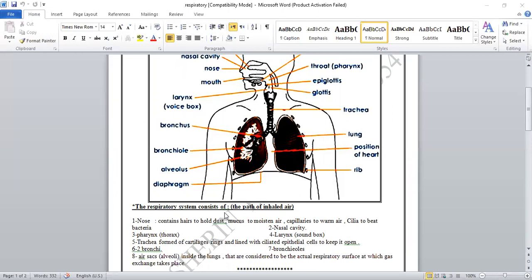Saad بيقول لك the path of inhaled air. الاير اللي داخل، الاير that enters the lung, what's its path? Firstly, nose. مش كده؟ طيب. النose, I will find hairs in the nose to hold dust. يبقى انا عندي اول حاجه الهيرز، شعيرات في النوز. What's its function؟ دي بتعمل holding the dust، عشان لو الاير داخل بدست بتعمل له holding in order not to enter to the air path.